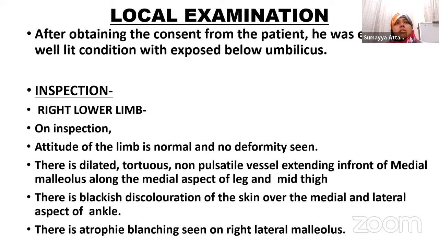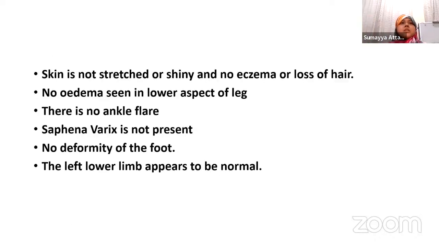Local examination. After obtaining consent from the patient, he was examined in a well-lit condition with exposure below the umbilicus. On inspection of the right lower limb, attitude of the limb was normal with no deformity seen. There is dilated, tortuous, non-pulsatile vessel extending in front of the medial malleolus along the medial aspect of the leg and mid-thigh. There is brownish discoloration of the skin around the medial and lateral aspect of the ankle. There is atrophie blanche seen on the right lateral malleolus. Skin is not stretched or shiny, no eczema or loss of hair. No edema seen in the lower aspect of the leg.